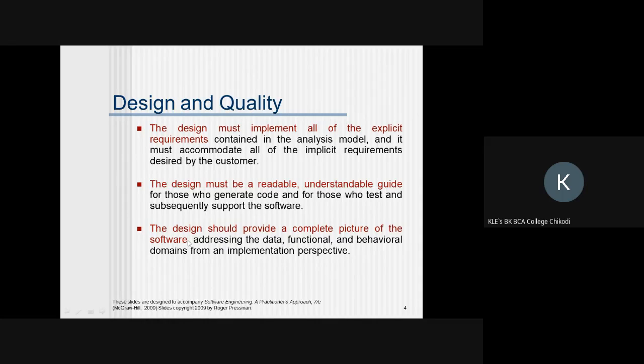It means this is the initial step. In design, we are not implementing the software. Design means we are creating the model. After creating that model, we are going to make data, functional and behavioral testing on the design. That is why whether it is providing complete data, functional as well as behavioral aspects of the software will be tested.